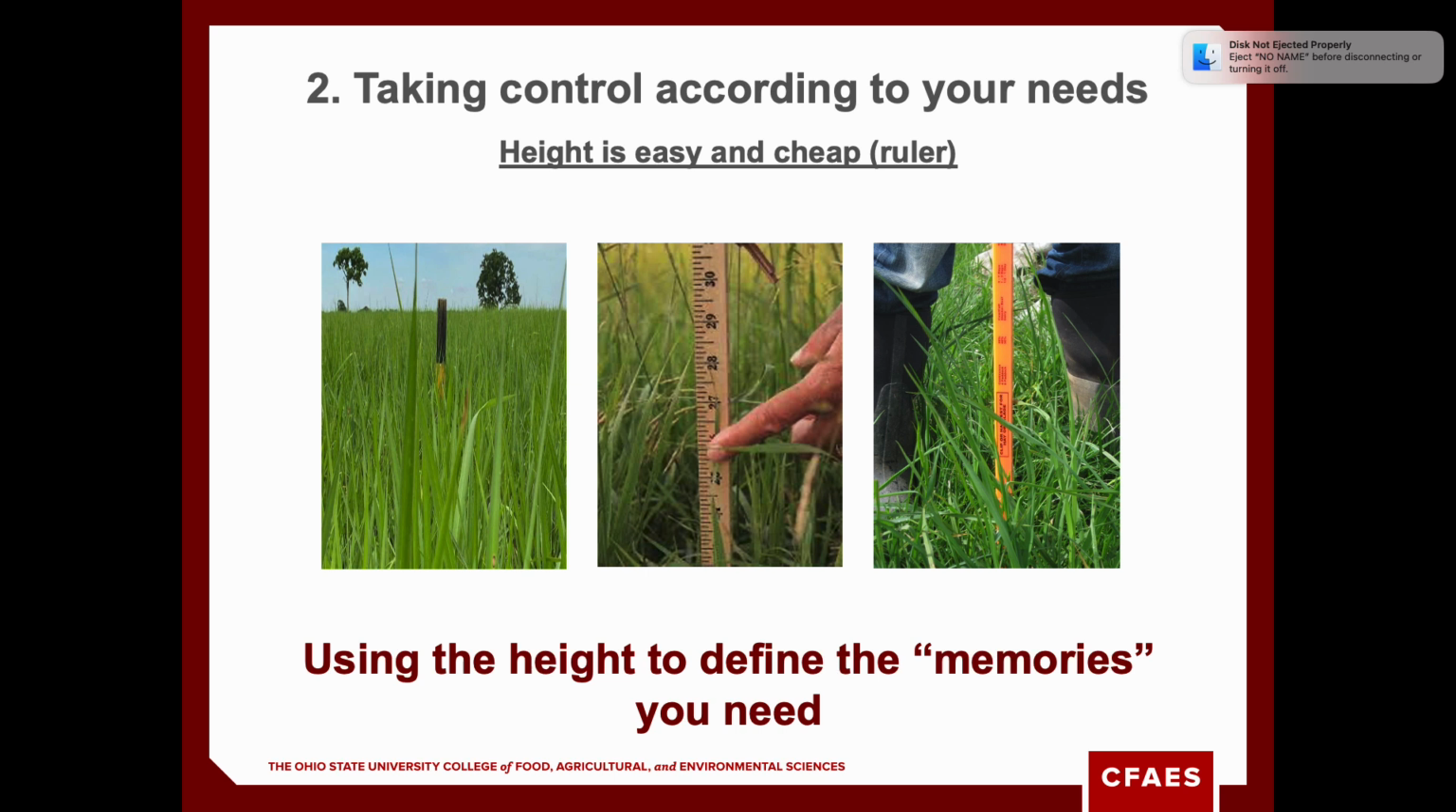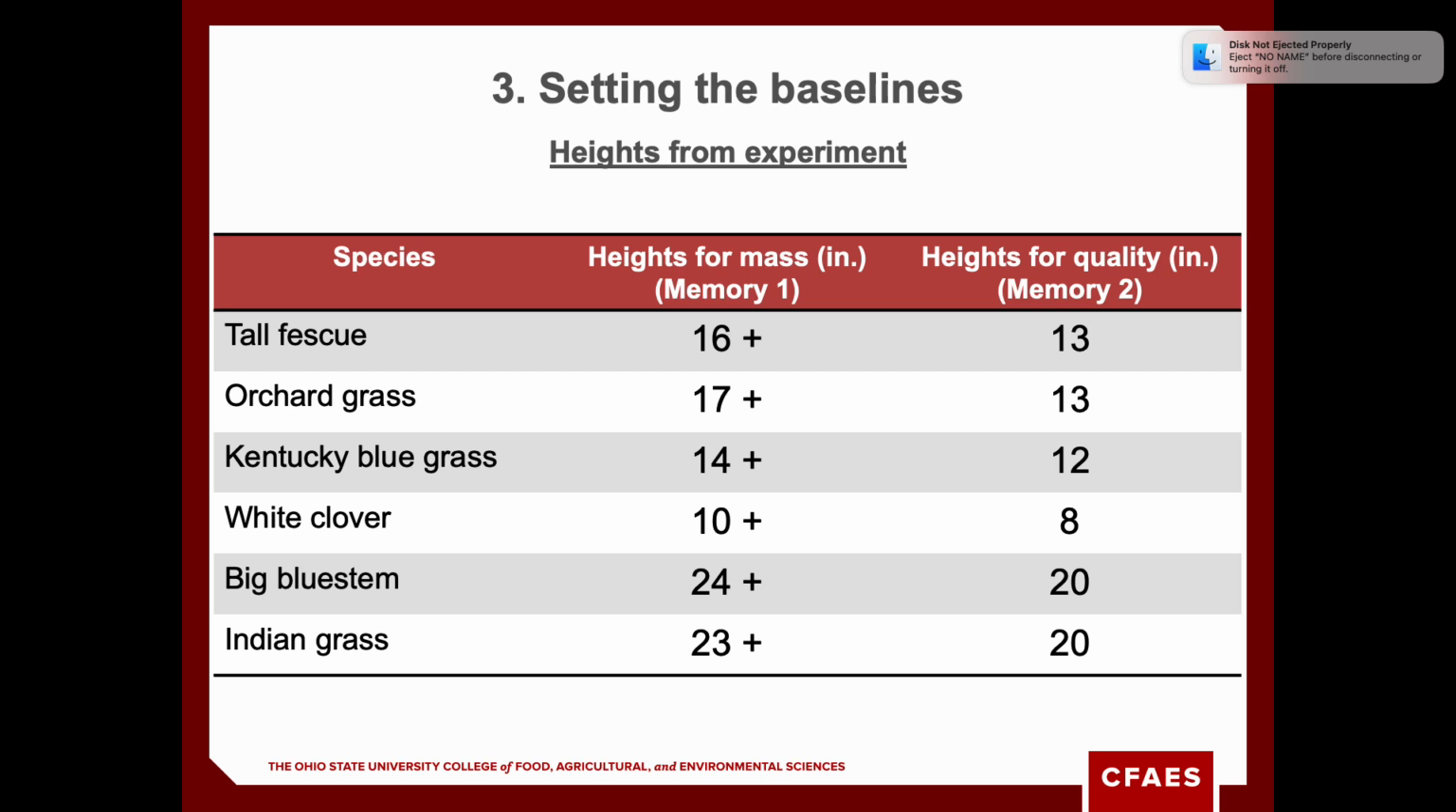The memories you want. Information from our experiment then. Dr. Cavegado already gave some ideas for you from this. She showed that. And we have, again, memory 1, mass: a lot of mass. Memory 2, quality. These are the heights that we found. For warm season grasses, which is the point of this presentation, 20 inches. That's where you got that memory 2 that I showed you guys, with a lot of leaves. And memory 1, more mass, that's 24 inches or taller. It depends on you if you want that or not.